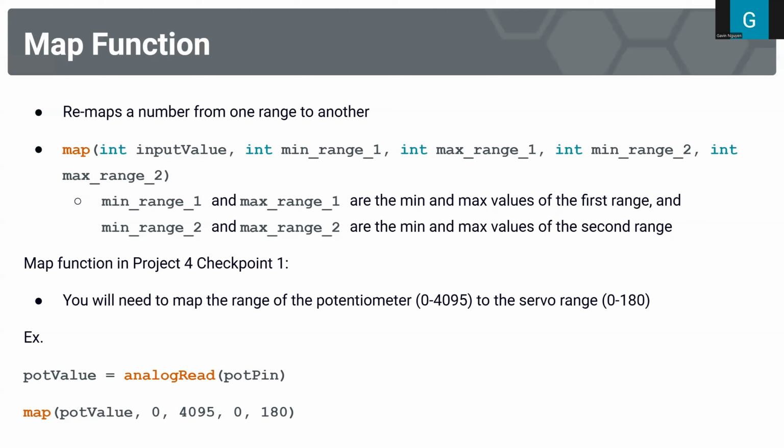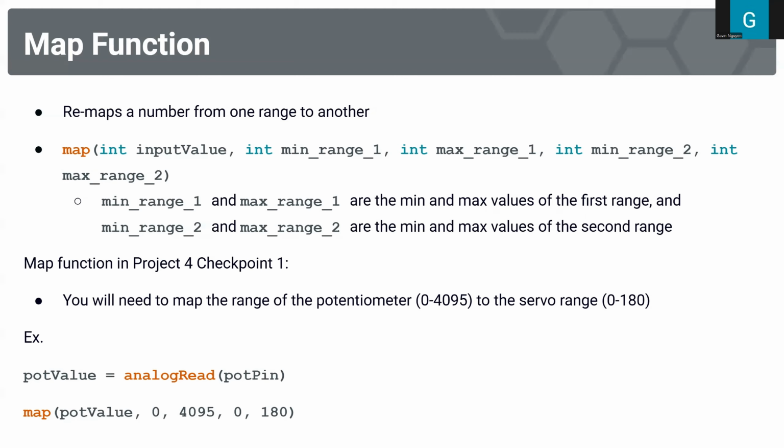So in our example code below, we have an integer variable named pot value, and that's going to be equal to analog read of the pot pin. We're going to be reading the analog signal at the pot pin, and that's going to give us a value between 0 and 4095. Next, we're going to use the map function.